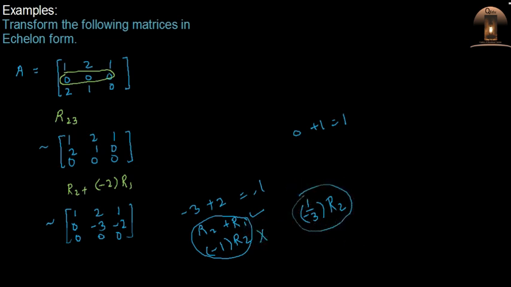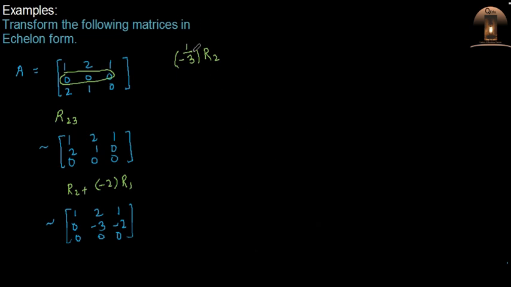So let us apply this operation, 1 upon minus 3 multiplied by row 2. This is a non-zero constant. We are applying this operation, multiplying row 2 by the non-zero constant minus 1 upon 3. So in the result you will get the matrix.